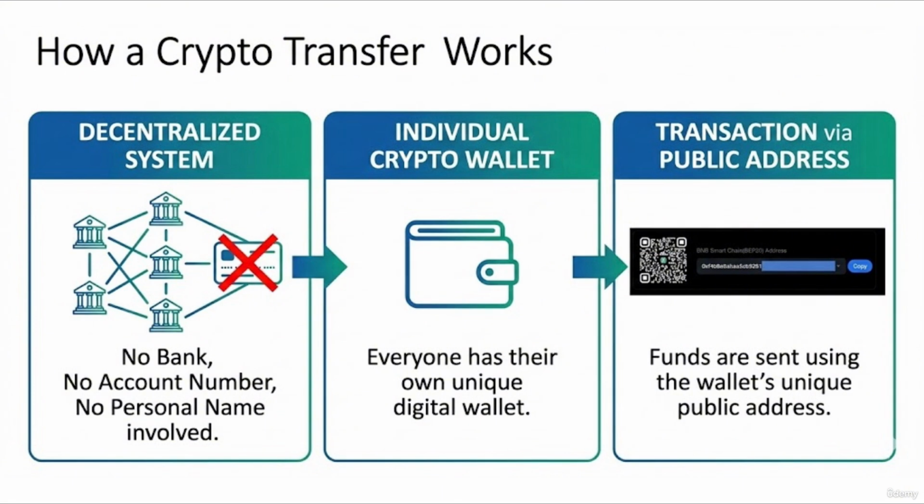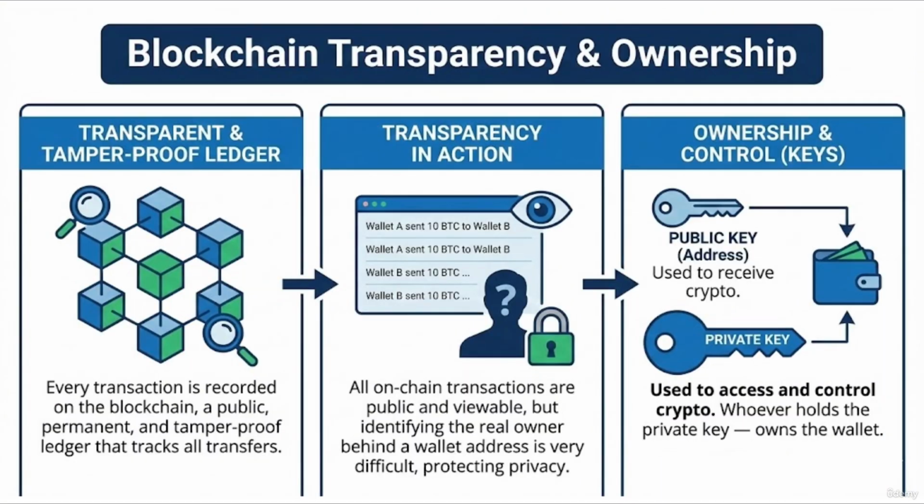That means there's no censorship, no bank holidays, and no delays. Your coins are transferred directly from you to your friend without needing any bank or third-party approval. That's why we call it a peer-to-peer system. And every transaction is recorded purely on the blockchain, a transparent, tamper-proof ledger that keeps a permanent record of all transfers. This is what makes cryptocurrency truly decentralized and borderless.